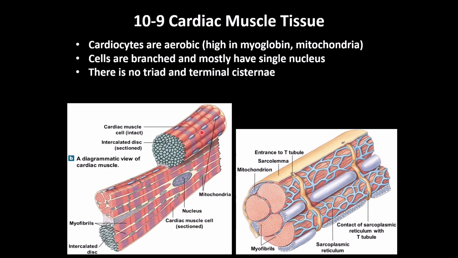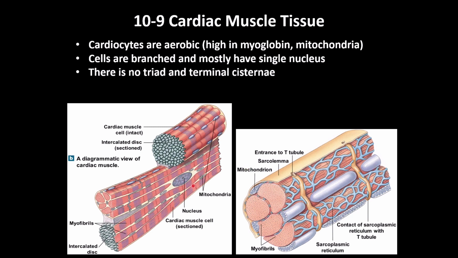These are the striations, and they are branched. The skeletal muscle fibers were parallel to each other, but this is branched, and they contain intercalated discs. So this is the intercalated disc that separates one muscle cell from another. They have a lot of mitochondria, as you can see. That's why this is aerobic, so it needs a lot of mitochondria, and you can see the mitochondria here as well.